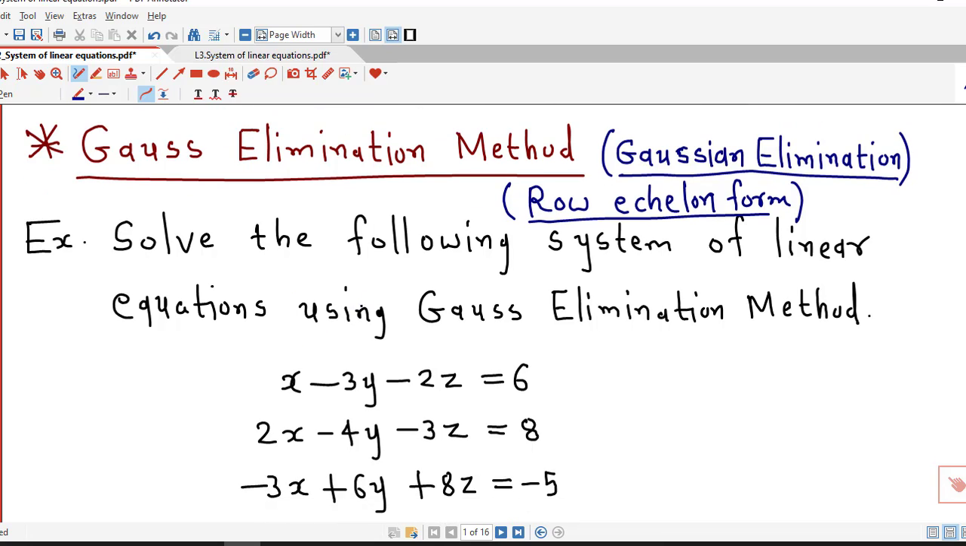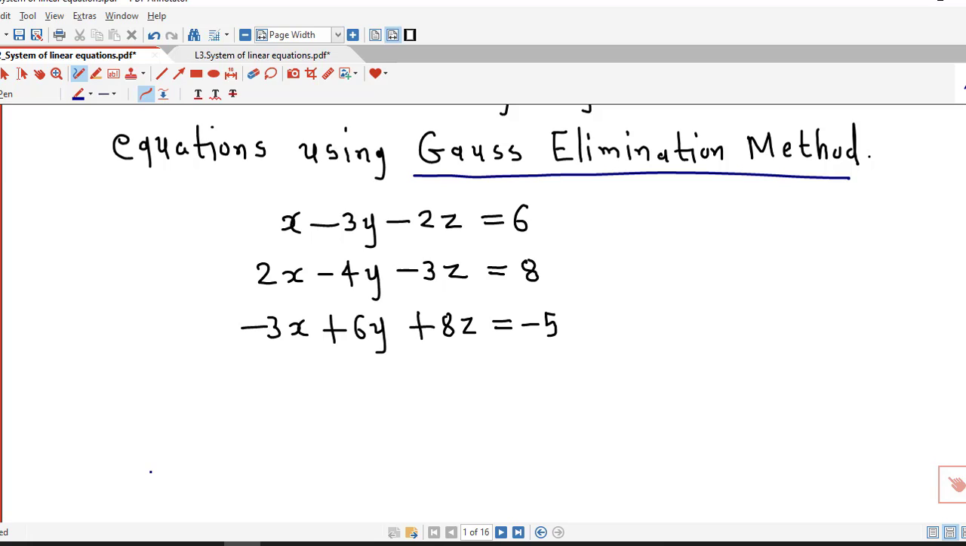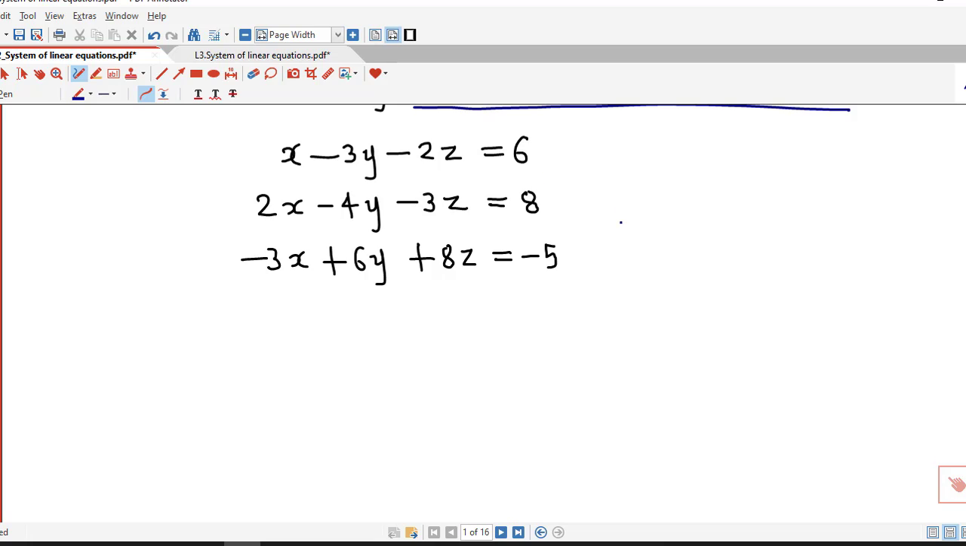So with this, now we discuss the Gauss elimination method with this example. The idea of the Gauss elimination method is to construct another system which can be easily solved, and that system has the same solution as the given system. So the first step of the Gauss elimination method is to write the matrix corresponding to the given system.